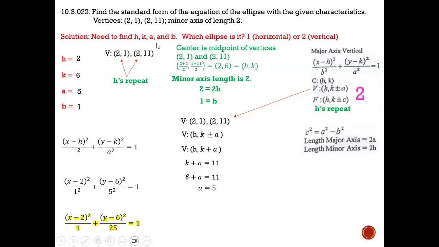Again, you get what you are given. You find if it's going to be the equations 1 or 2. Once we did that, we were able to get the information, plug in what we needed to, and then we get the equation of the ellipse.